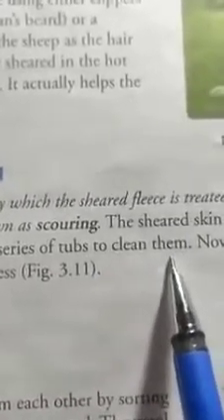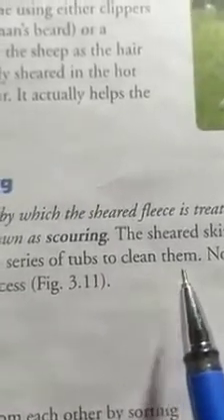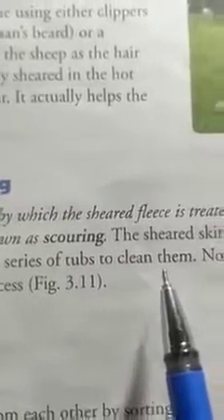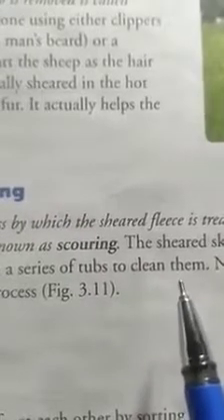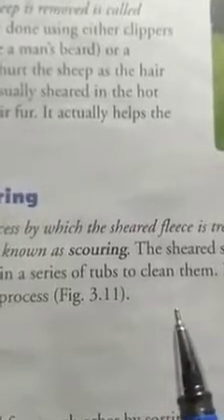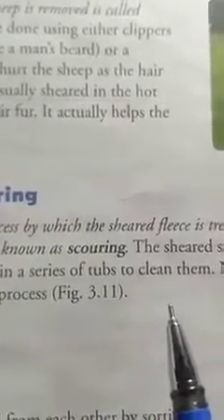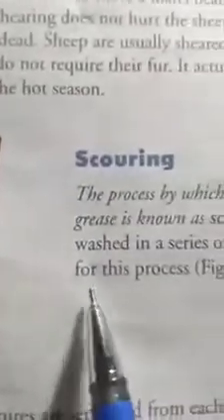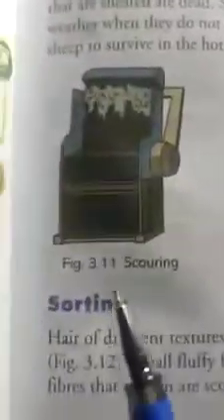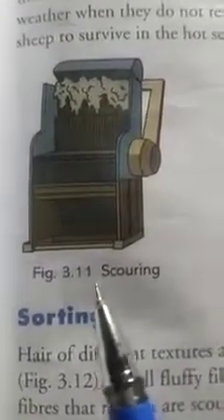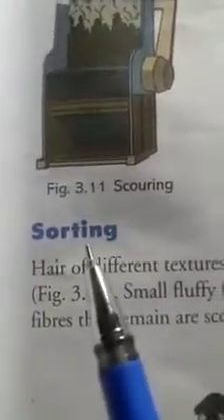Dear students, the fleece of sheep contains, as we know very well, dust, dirt, and vegetable matter. This fleece is thoroughly cleaned by washing with soap and detergent and a lot of water in a tank. Nowadays machines are used for this process. I will show you the machines, the scouring machine. Now dear students, come to the next step, sorting.